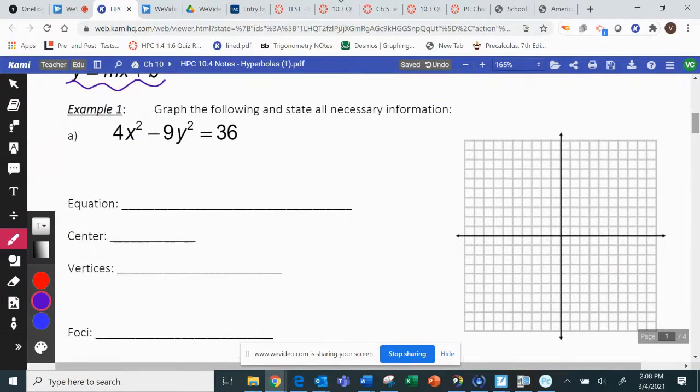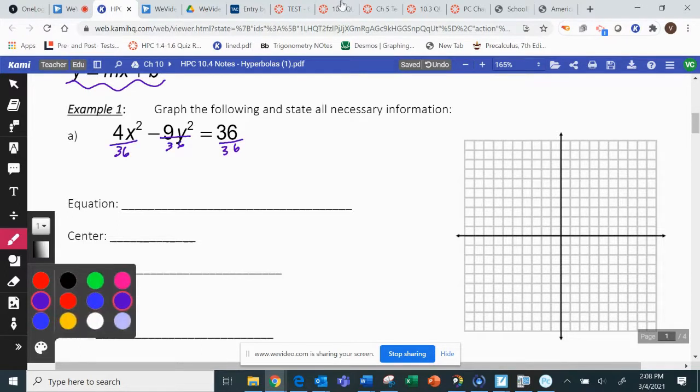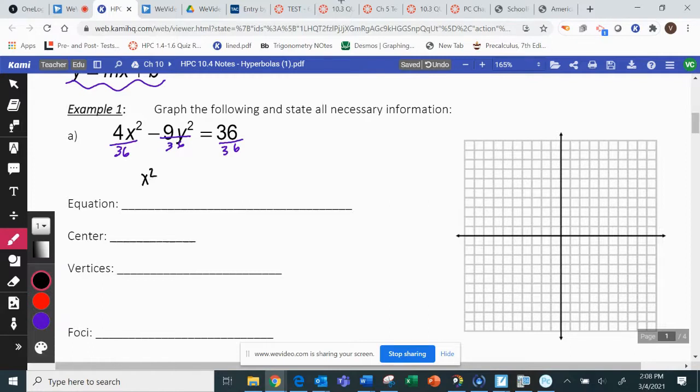So the first example, is this in the correct form? It is not, because it should equal 1, just like the ellipse. So we'll divide by 36, and we'll get x squared over 9 minus y squared over 4 equals 1. So our center will be at (0, 0).